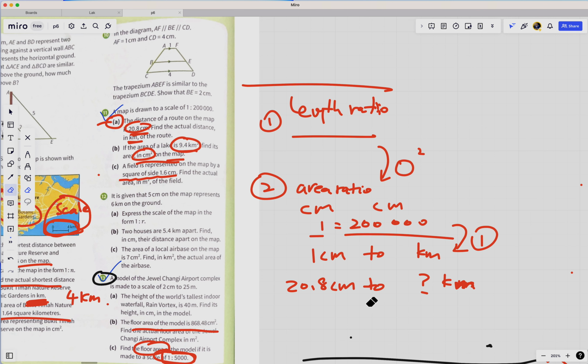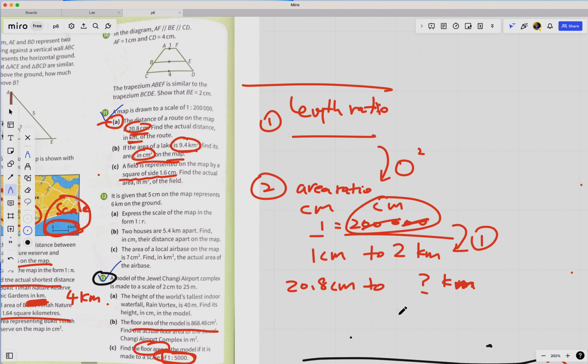So 1 cm is to how many kilometer? 2 kilometer. You sure? No? This is cm. How do you convert to cm? 200,000 divided by 1,000 divided by 100. Actually, it's divided by 100 first. So you divide by 100, you get meter. Then you divide by 1,000. Then you get 2 kilometer, right?